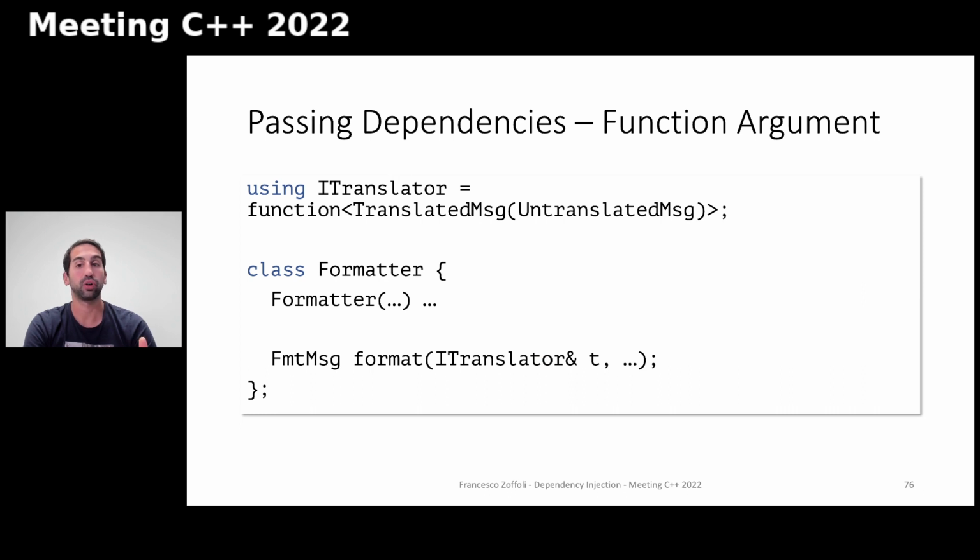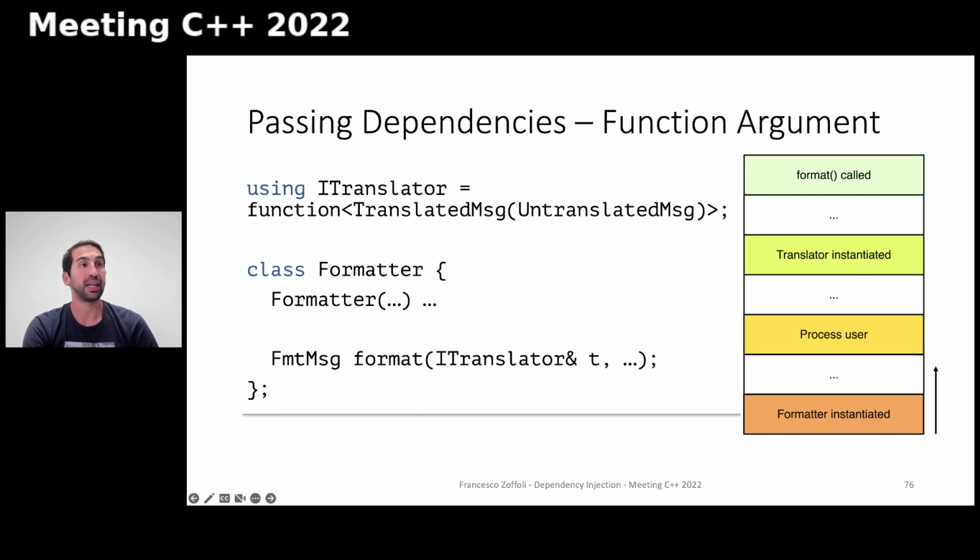So let's see concretely what this is. We start by instantiating our formatter, and our formatter is going to be used throughout the duration of the program. Later on, we start processing a specific user, and at this point we can get the language of the user. Since now we have the language, we can instantiate the translator for that specific language, and then we can call format with the translator for the specific user. But this is not the only option when we are talking about injecting dependency. What is the other option?